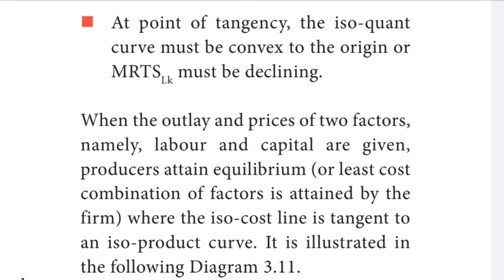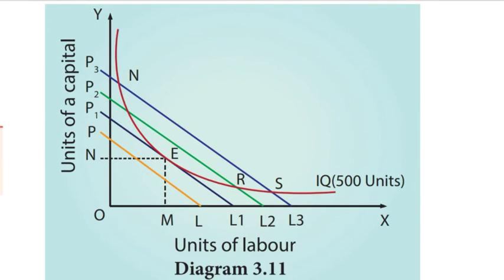It is illustrated in the following diagram 3.11. Profit of the firm is maximized at the point of equilibrium E. At the point of equilibrium, the slope of the iso-cost line is equal to the slope of the iso-product curve. Hence, it can be stated that MRTS, the marginal rate of technical substitution of labor for capital, is equal to the price of labor divided by the price of capital, which is 10 divided by 30. So, 10 by 30 is equal to 1 by 3, which is 0.333.